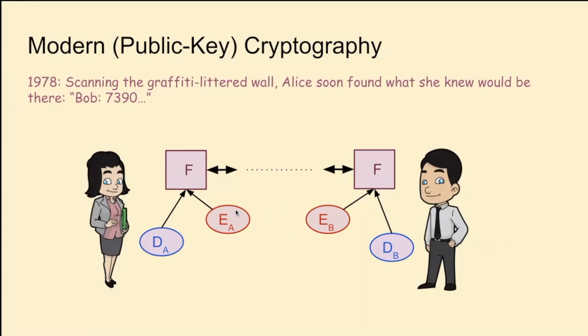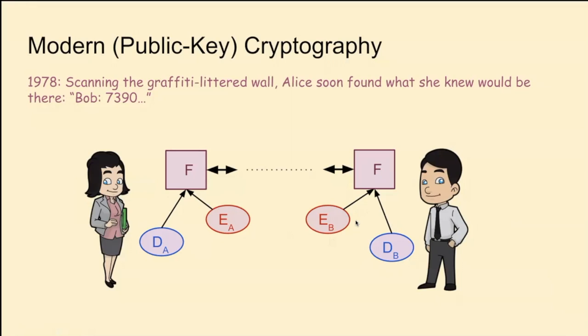anybody who wants to send her a message can encrypt it using this public E key, and she can decrypt it with the D, and she's the only person who knows that D. There's no longer two people who have to know the D key. And of course, similarly, Bob and anybody else who wants to use public key cryptography does the same thing.